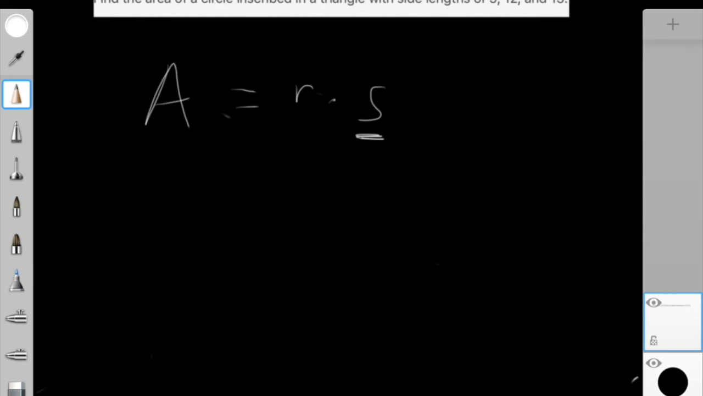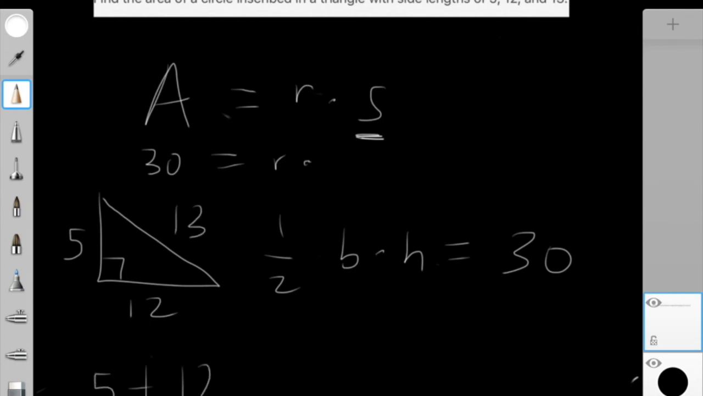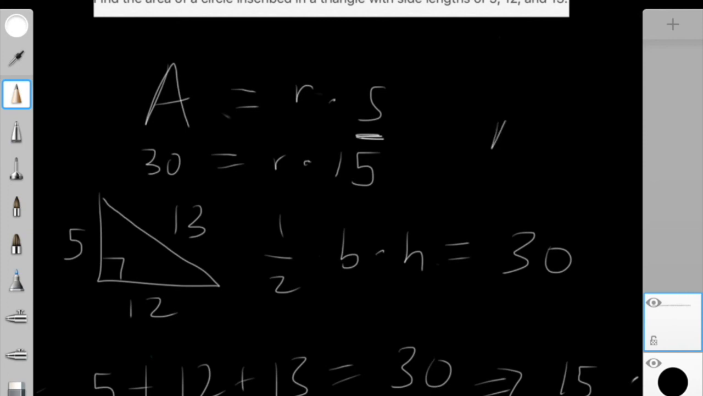So in this case, the 5, 12, 13, if we want to find the area, it's one half times the base times the height, or 30 in this case. So we'll put that in here. 30 equals, now the radius, that's our unknown, times the semi-perimeter. So the perimeter is 5 plus 12 plus 13, or 30. And so the semi-perimeter, which you divide by 2, becomes 15. So we can substitute that in, and now we just solve. So radius equals 2. And we can see that we've checked our answer.